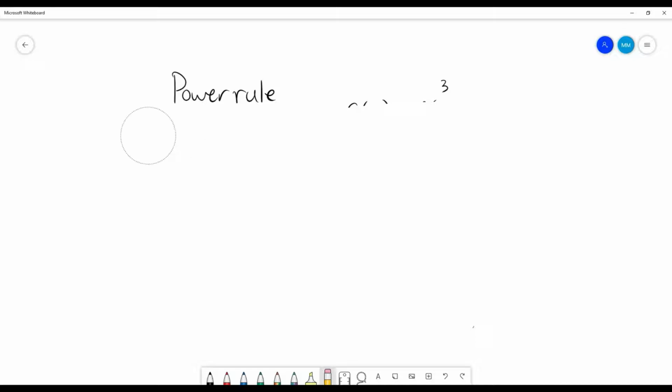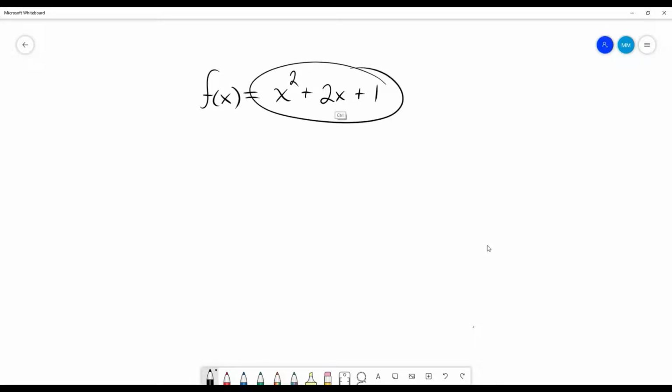Let's try now. We've also got our sum and difference rules. So the sum rule just says if I have a function f of x, maybe I've got f of x equals x squared plus 2x plus 1, right? So the sum rule just tells me that the derivative of this whole function is the derivative of each part that I'm adding.